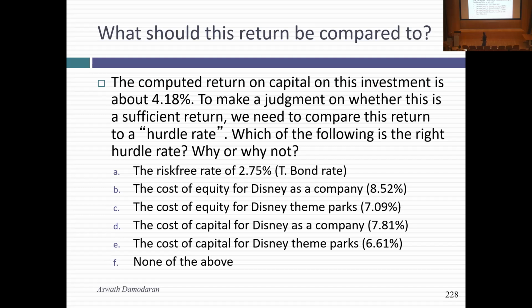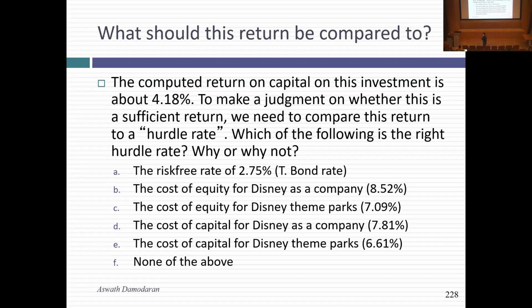And when I use return on capital, I can never compare to the cost of equity, because that's comparing apples to oranges. So you can cross out B and C, not because they can never be used, but because of the way I've computed accounting returns, it can't be compared to a cost of equity. We're getting closer. So it's not the risk-free rate, it's not the cost of equity. It has to be cost of capital, right? And I'll give you two choices. I can compare to the cost of capital for Disney as a company or the cost of capital for Disney theme parks. We kind of answered that question. What do we conclude that you should be comparing it to? Cost of capital of theme parks.